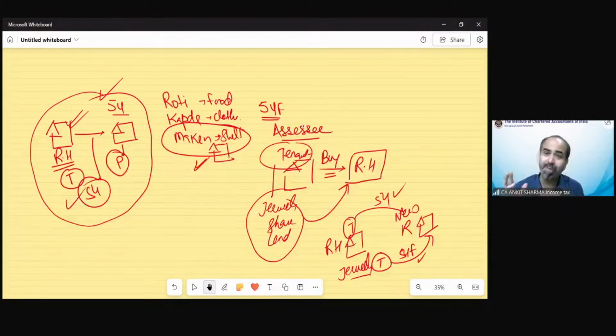But it does not mean that those persons who already have a residential house cannot take the benefit. They can take the benefit, but of course they cannot transfer their residential house. They will transfer their jewelry, shares, etc., any long-term capital asset. And if they buy a new residential house, the section 54F benefit would be there. But basically the drafting reason was for those who do not have a residential house.